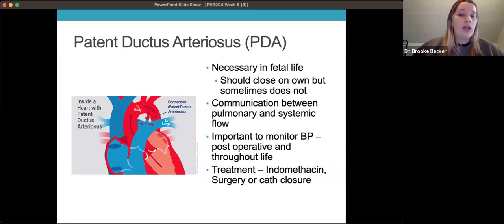Monitoring blood pressure is really important in these kids, well, in any cardiac defect kiddo, but especially in PDA kids, because they can have significant changes in their blood pressure. If the indomethacin doesn't work, then they have to have that opening closed with either cardiac cath or surgery.